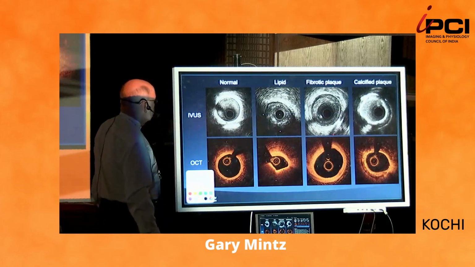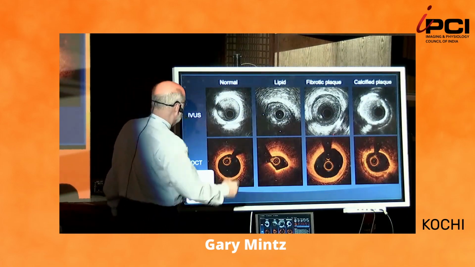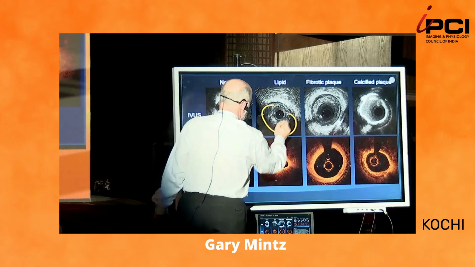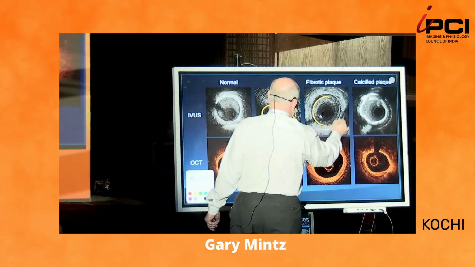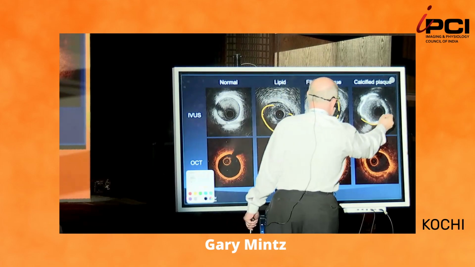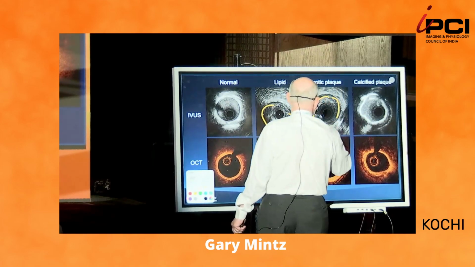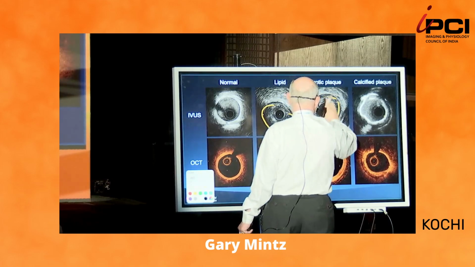So these are just some IVUS and OCT images. This is normal. This is lipid, sort of. This is fibrotic plaque, sort of. And this is calcium. I don't particularly like tissue characterization based on IVUS.